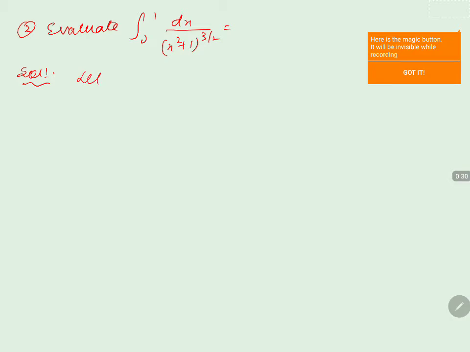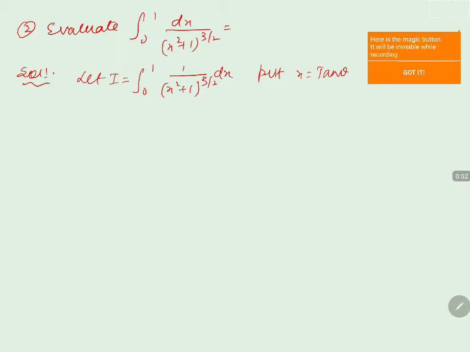So for the given problem, first we will assume it as I, such that I is equal to the integral from 0 to 1 of 1 by (x square plus 1) whole to the power of 3 by 2 into dx. Now, in order to evaluate the problem, we will assume that x is equal to tan theta.